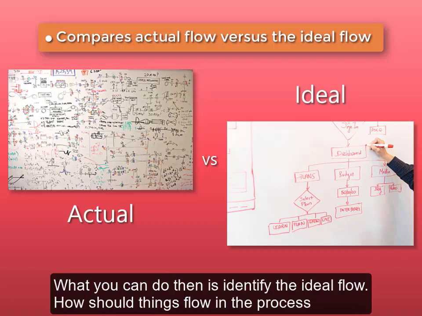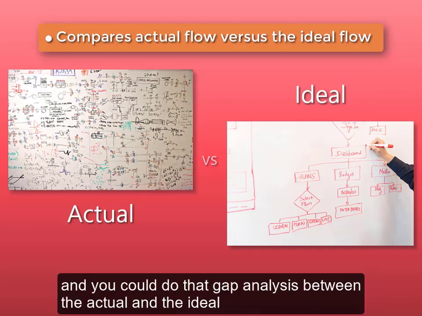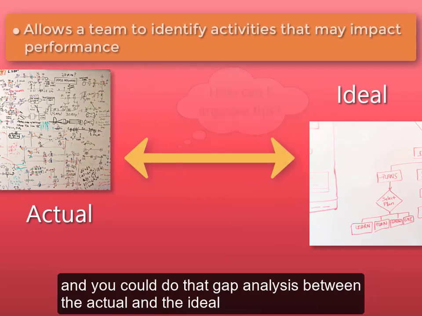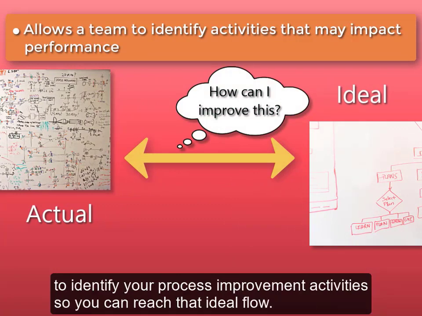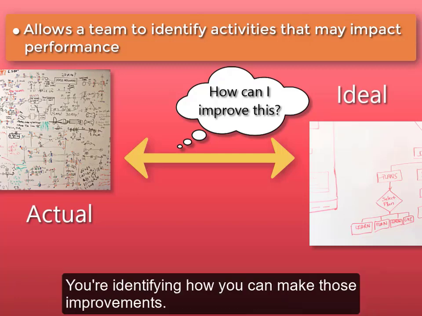What you can do then is identify the ideal flow. How should things flow in the process? And you can do that gap analysis between the actual and the ideal to identify your process improvement activities so you can reach that ideal flow. And so you're identifying how you can make those improvements.